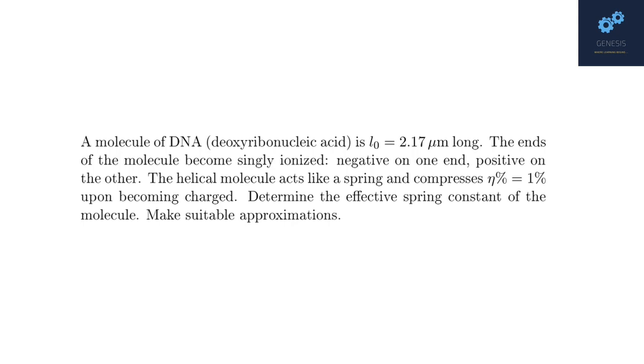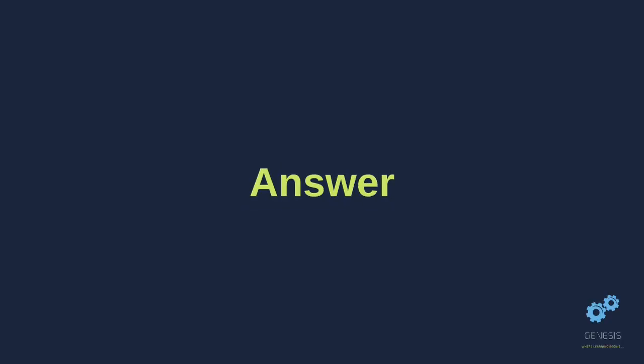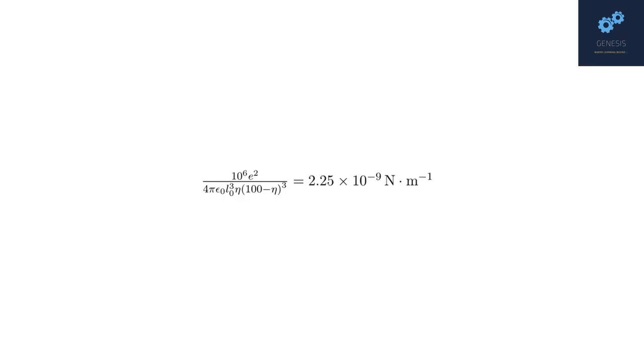I suggest you pause this video and try to do it on your own. It is not a difficult question, but the situation is definitely very novel. This is the answer to the question. The effective spring constant comes out to be 2.25 × 10^-9 Newton per meter.